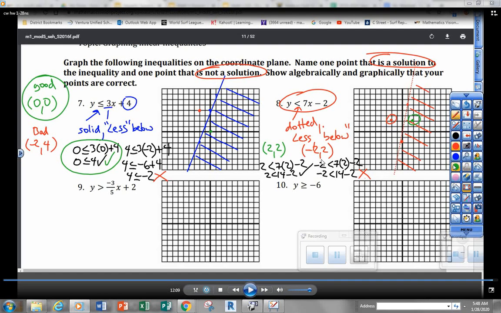when I plugged it in wrong. So I want you to fix this. I want you to plug in positive 2 for y, negative 2 for x will give you positive 2 less than negative 14 minus 2. That's the false statement. Positive 2 is not less than negative 16. So make that fix on there too to prove to me that you were listening. All right. Hopefully this helps get you started for this new semester. Good luck.